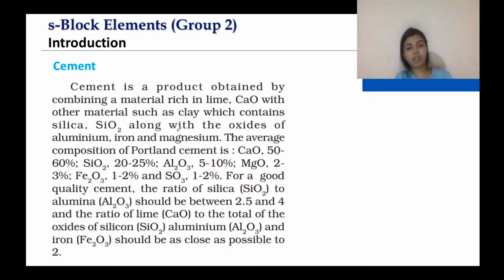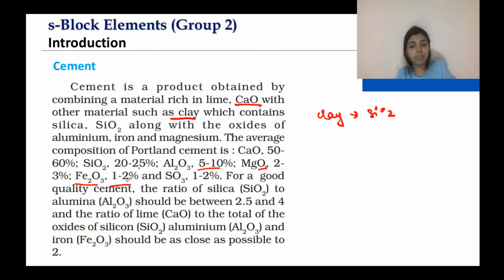Now, what is cement actually? Basically, when you mix calcium oxide with other materials, such as clay, let us say. Clay contains silica. So if you mix CaO plus SiO2, aluminium, iron, and magnesium oxides, then you can get cement. Now, what is the proportion? Calcium oxide should be 50 to 60%, silicon oxide 20 to 25%, aluminium oxide 5 to 10%, magnesium oxide 2 to 3%, iron oxide or ferric oxide 1 to 2%, and SO3 1 to 2%.